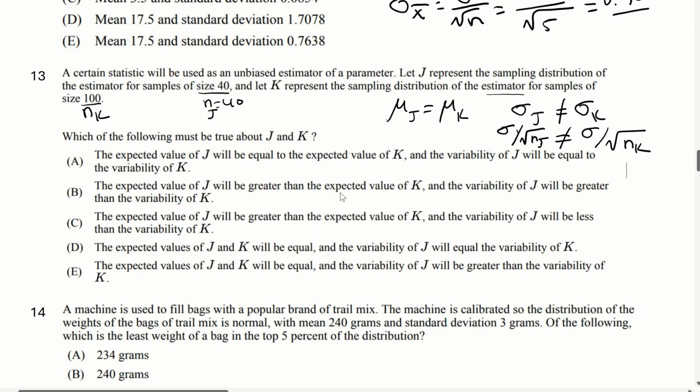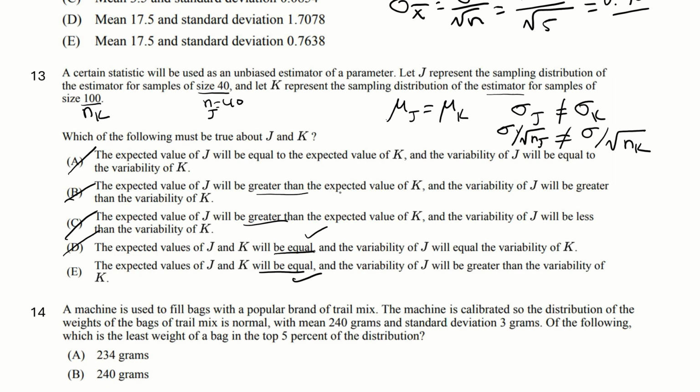The variability will be equal, so no. The expected value will be greater, no. The expected value will be greater, no. Expected values will be equal, yes. The variability will be equal, no. Expected values will be equal, yes. The variability for J will be greater than the variability for K. Okay, so let's see if that's true.